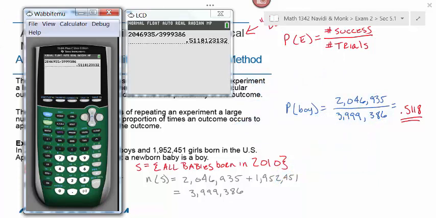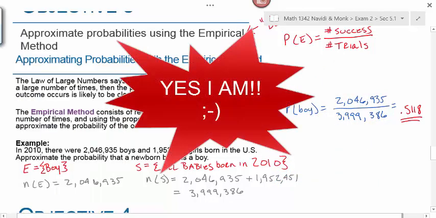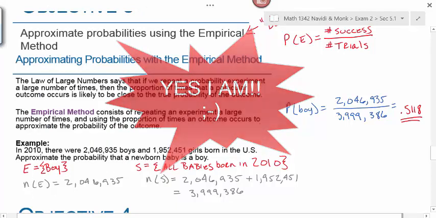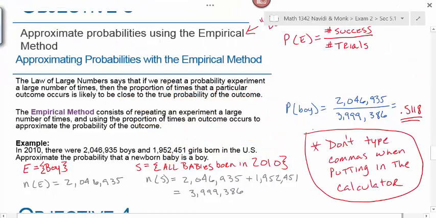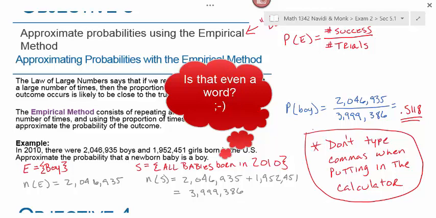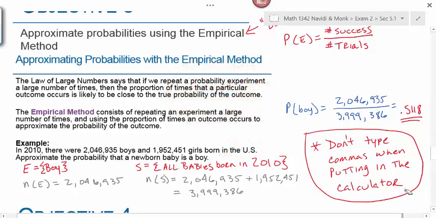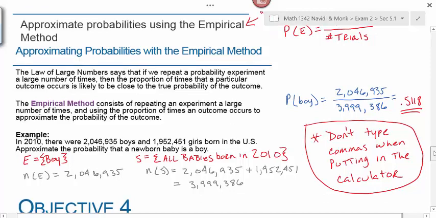I'm not going to put that in the video. I probably should, but I'm not going to. I'll just make a note. This is an introductory statistics class, not a traditional math class, so I'm assuming that you're probably not very mathy, so I just need to point out that you don't want to use commas when you're typing in the numbers in your calculator. It will give you an error message.